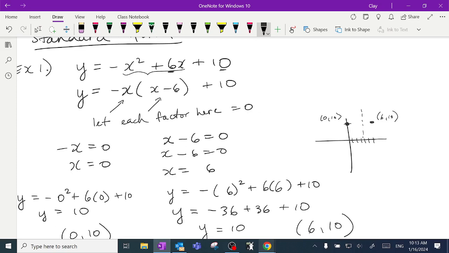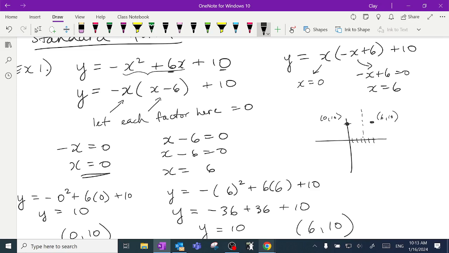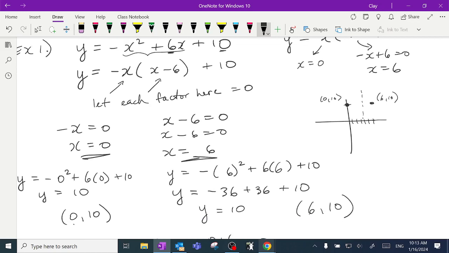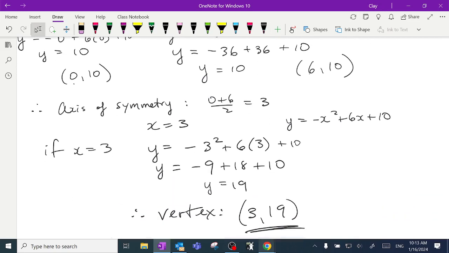But why not just factor out x? Okay, if I'd have just factored out an x, notice that I got the same answers. If I set this to 0, x is still 0. If I set this to 0, negative x plus 6 equals 0, and x is still equal to positive 6. So it doesn't really matter which way I do it. Notice both of these answers get arrived at either way. Okay? So there we go.